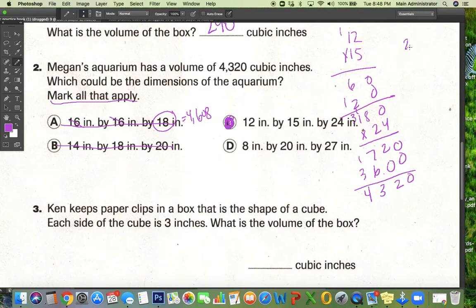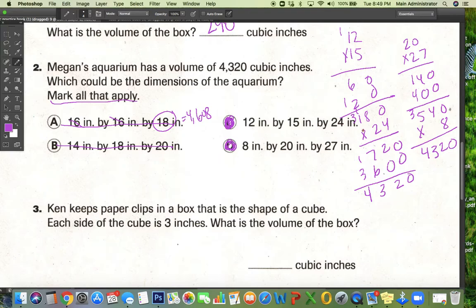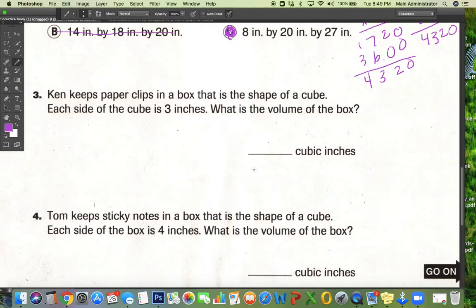Let's go 20 times 27. I'm going to do that one first. That's 0. That's 14. 0 is my placeholder. 2 times 0 is 0, and 4. So we've got 540, and I'm going to multiply that by 8. And that also works. So C and D are correct. Let's take a look at number 3.